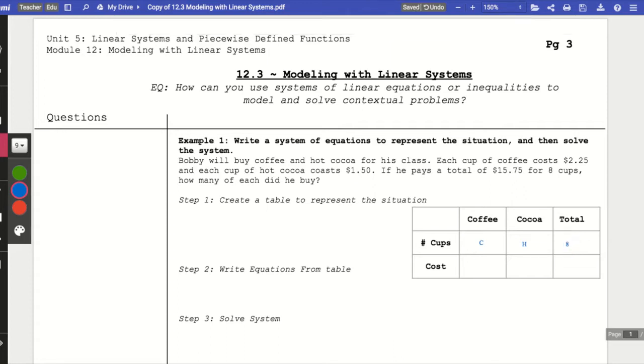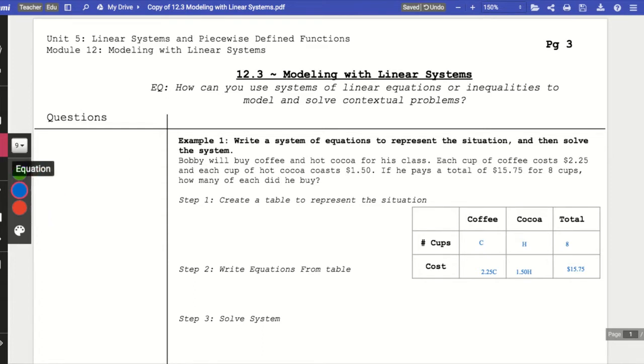So then the cost of cups of coffee is going to be represented by 2.25C, right? Because it's $2.25 per cup. And the cups of hot cocoa is going to be represented by 1.50H, because again, it's $1.50 for each cup of hot cocoa. And then if I add those two together, I end up with my equation, with my total, which is $15.75. That's how much Bobby spent on the drinks today. What's really cool about this table is you can see the equations: C plus H equals 8 and 2.25C plus 1.50H equals 15.75.